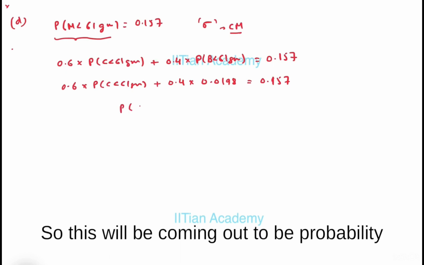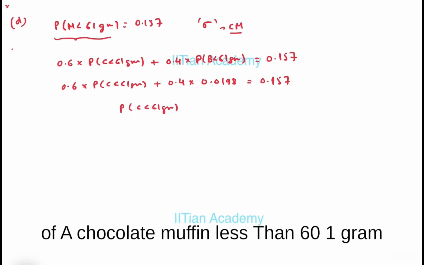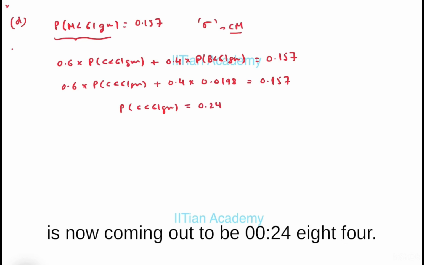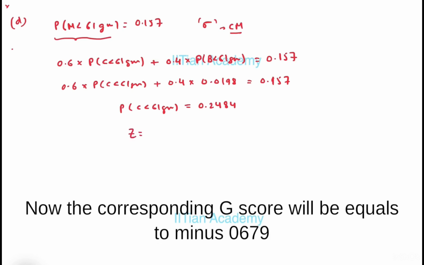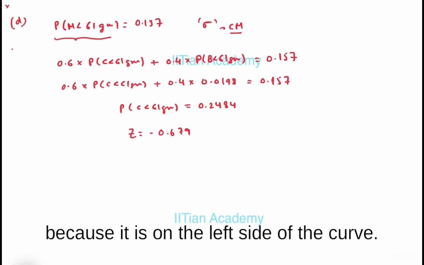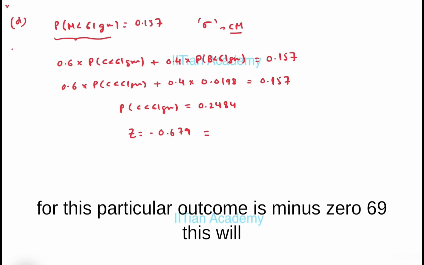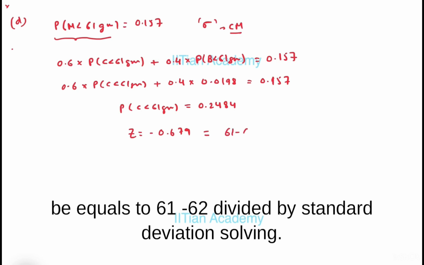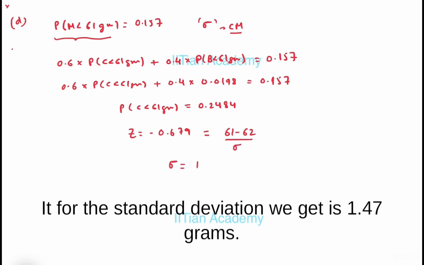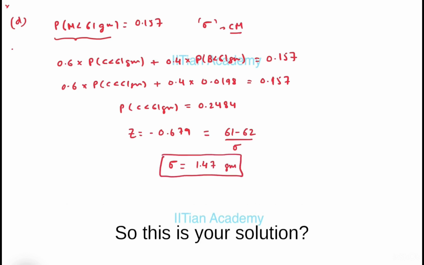So the probability of a chocolate muffin less than 61 gram is now coming out to be 0.2484. Now the corresponding z score will be equal to minus 0.679 because it is on the left side of the curve. So for the chocolate muffin, the z score for this particular outcome is minus 0.679. This will be equal to 61 minus 82 divided by the standard deviation. So solving it for the standard deviation, we get 1.47 gram. So this is your solution.